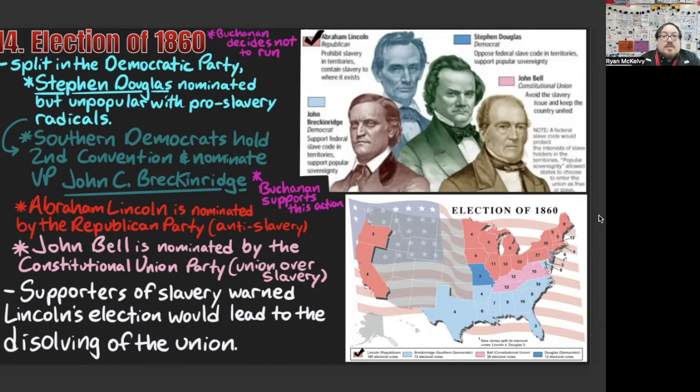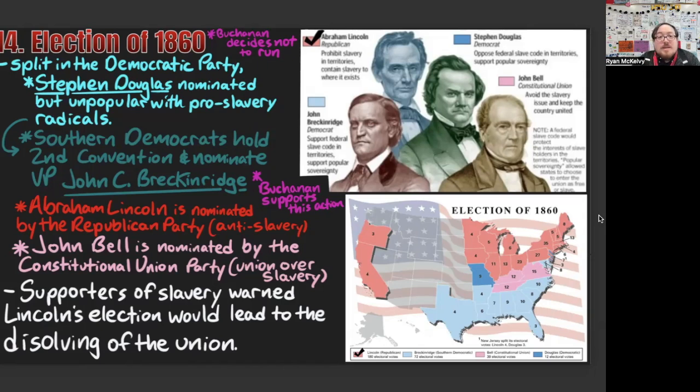And the Southern Democrats will nominate the vice president, John C. Breckinridge, and Buchanan will support his run. Republicans will nominate Abraham Lincoln. Again, he's the anti-slavery guy we talked about earlier. He was also a big, popular national figure for arguing against slavery in the Stephen Douglas debates.